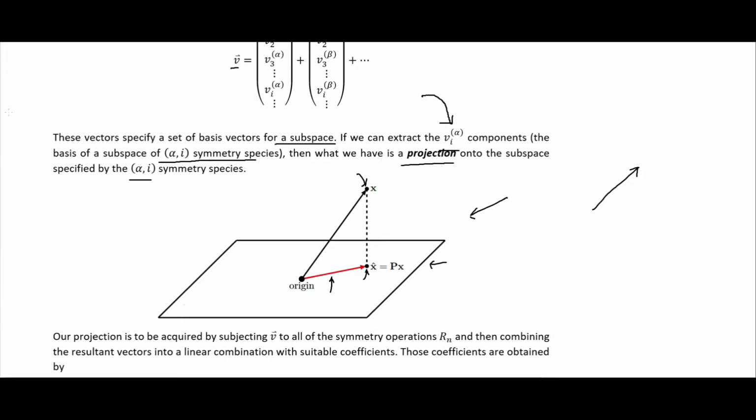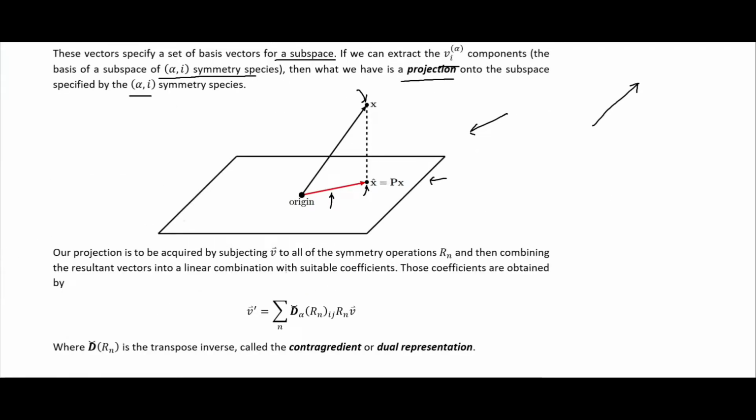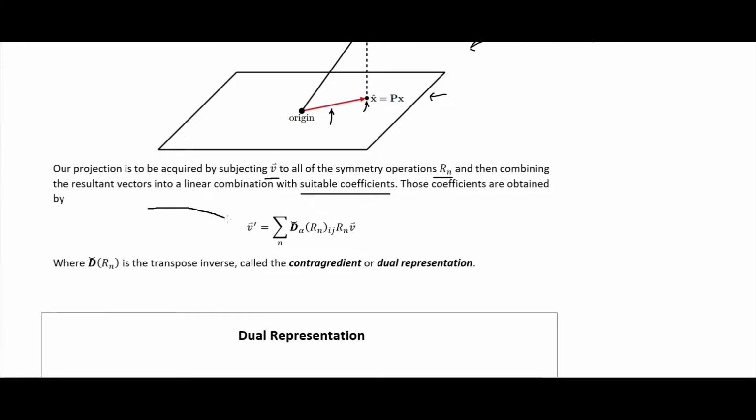Our projection is to be acquired by subjecting our vector here to all the symmetry operations of our point group, and then combining the resultant vectors into a linear combination with suitable coefficients, which can be obtained using this. We'll see that this is actually part of our projection operator in the next video. If we took just this part right here, that would be kind of like an operator. There'd actually be a G alpha over G. But anyway, I don't want to get too ahead of ourselves.